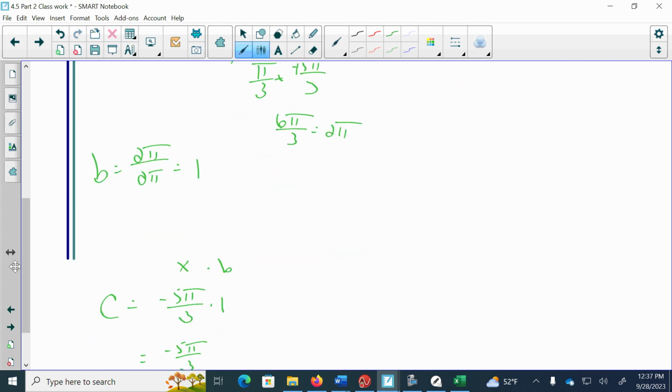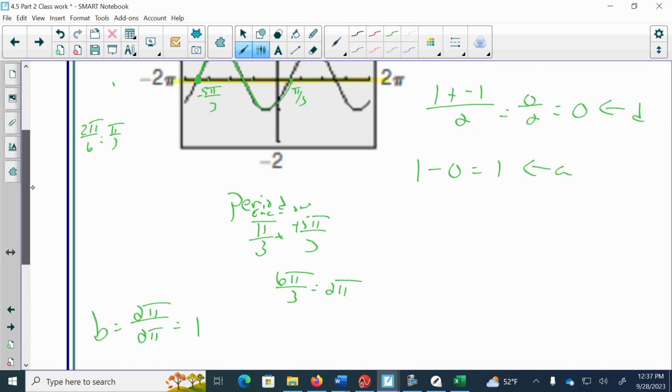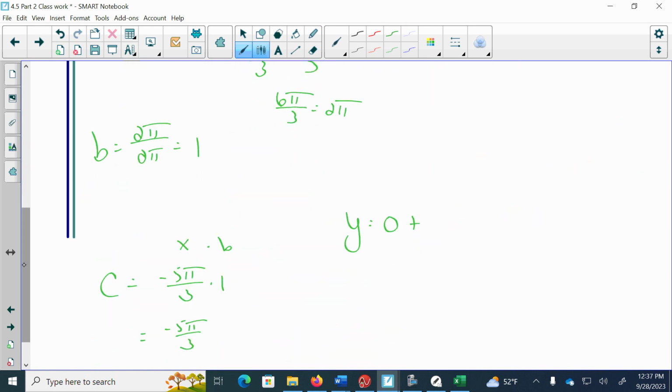So to write my equation, I'm going to say y is equal to my d, which is 0, plus my amplitude, which was my a, which was 1 sine, and then b, which is 1, so 1x minus -5 pi over 3. I'm going to clean that up, and my y is equal to sine of x plus 5 pi over 3. And that's the equation.